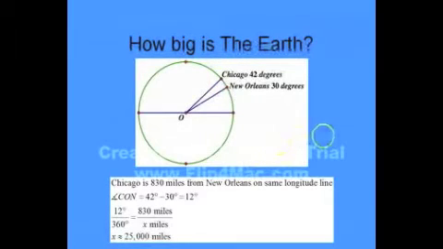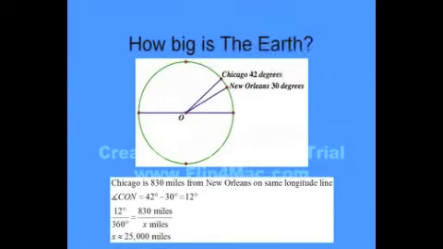Another thing you can do, once you know the latitude of two places that are on the same longitude line, you can use that information to figure out the circumference of the Earth. So here I have Chicago at 42 degrees latitude and New Orleans at 30 degrees latitude, and they are roughly on the same longitude line. The difference between them is 12 degrees. That means this angle is 12 degrees.